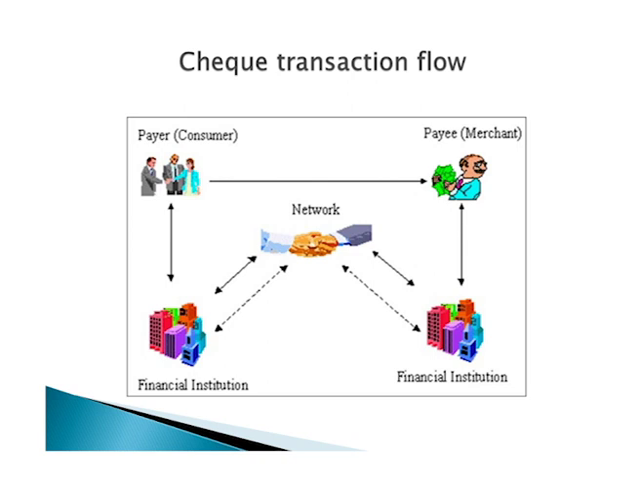You can see the picture where the payer or the consumer is giving a check to the merchant, in the form of a check. So the merchant will take the money through the check clearance from his financial institution. And the third kind of traditional payment is the credit card.